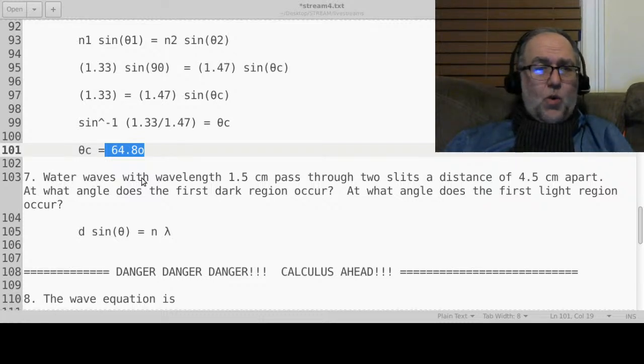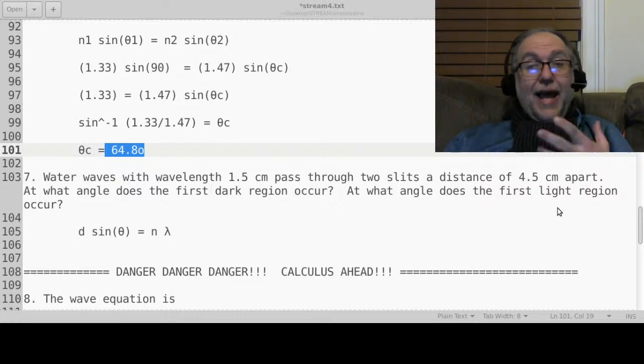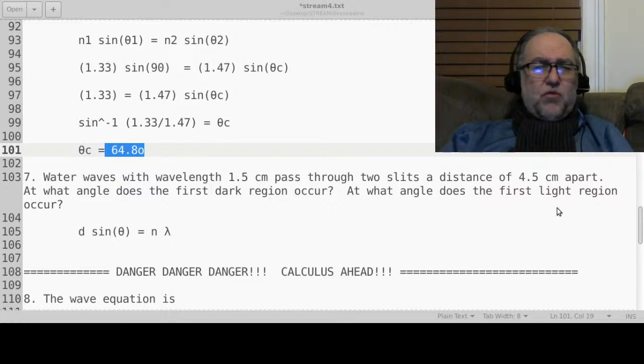Let's read the question first. Water waves with a wavelength of 1.5 centimeters pass through two slits a distance of 4.5 centimeters apart. At what angle does the first dark region occur? Now, when I say dark, I should say quiet or non-wave region. And at what angle does the first light or bright or high wave region occur? When we're talking about water, it doesn't quite sound right to say dark and light.